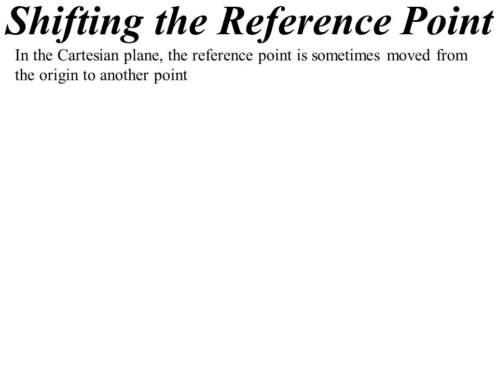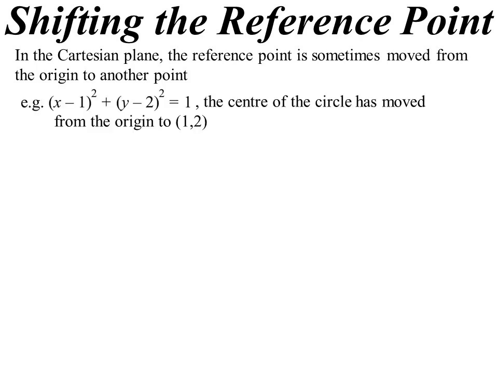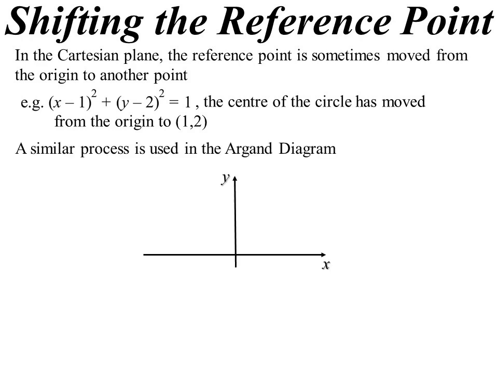In our Cartesian plane, the reference point doesn't necessarily have to be the origin. We saw that in vectors. Now, because I'm thinking about a complex number as possibly a vector, I might want to shift it. When we did this sort of question in Cartesian geometry, we said we've got a circle, center has been moved from the origin to the point 1, 2. And we can do exactly the same idea.